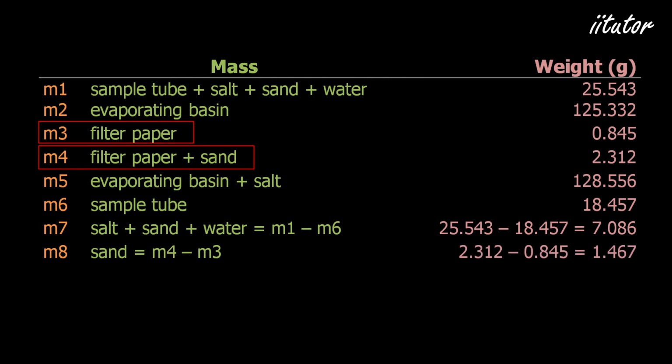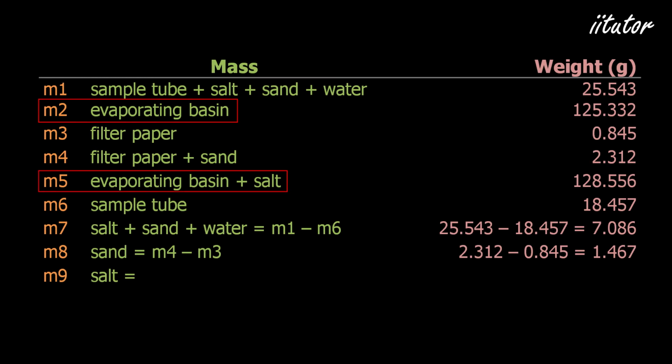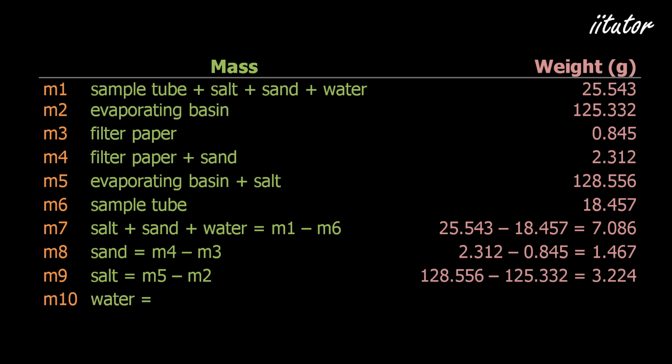The mass of the salt, again, is easy. We've got the mass of the evaporating basin. We measured that. We've got the mass of the evaporating basin and the salt together. So you just take the mass of the evaporating basin away from that mass of the salt and basin, and you've got the mass of the salt. It's M5 minus M2.